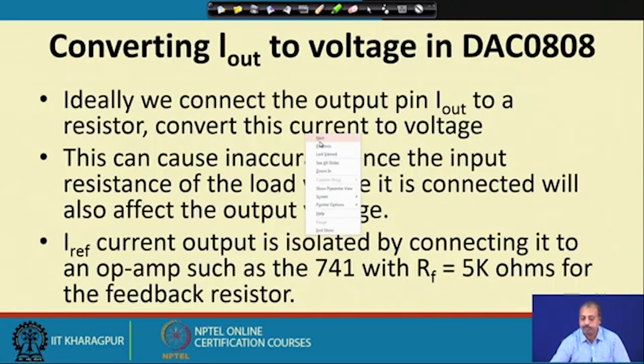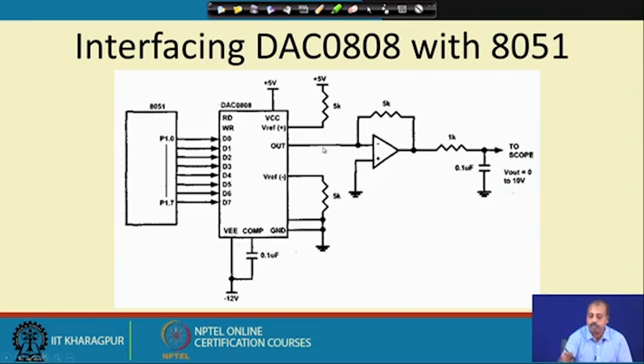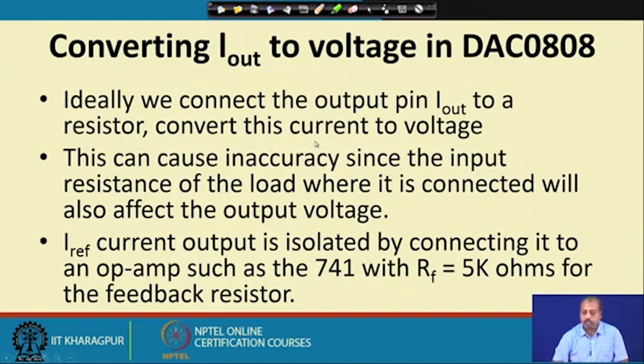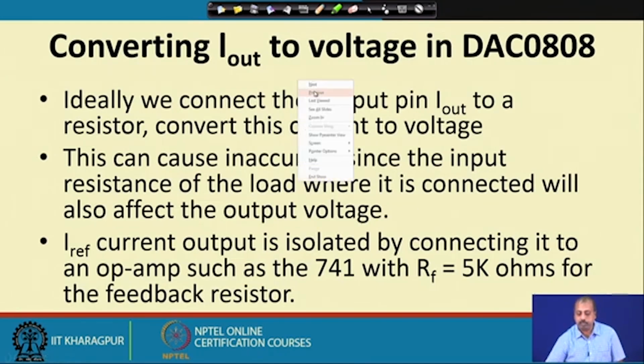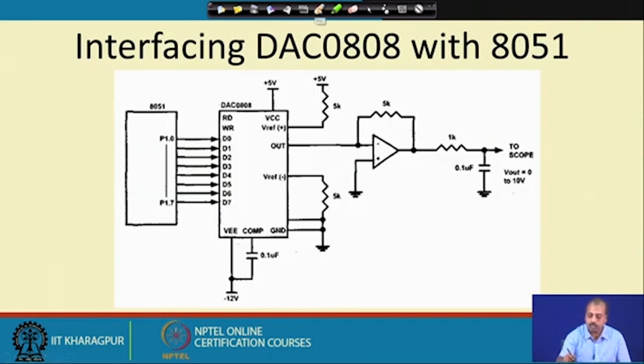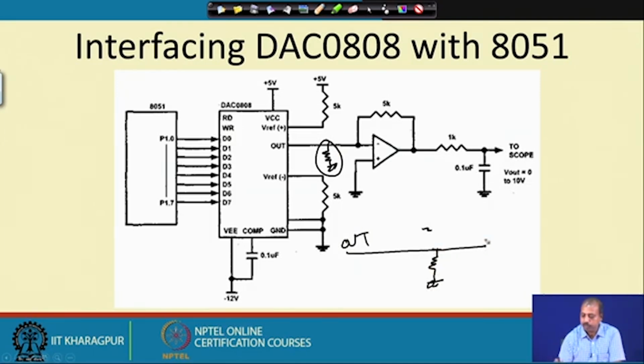The point I want to mention is, at this point we have got some current, I out. Ideally I should connect a resistance directly here and measure the voltage across it. But the problem is that this I out line is going to drive some other point in the circuit.